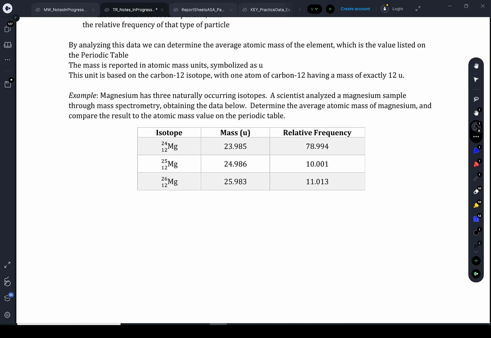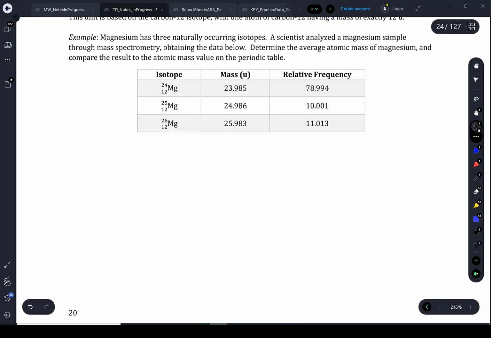Okay, so do you see how that corresponds to the graph we just looked at? Good. All right, what we would like to find is the average atomic mass. And we already know the answer to this. What is the answer? Yeah, it's on the periodic table. For magnesium, it's 24.31. In reality, this data is going to give us more significant digits, though. It's going to give us 24.30 something, okay? So let's see where the number comes from.